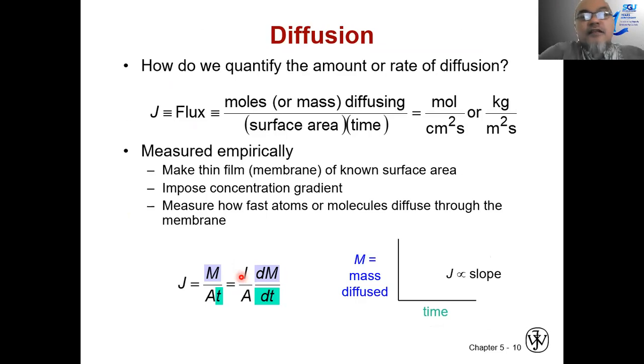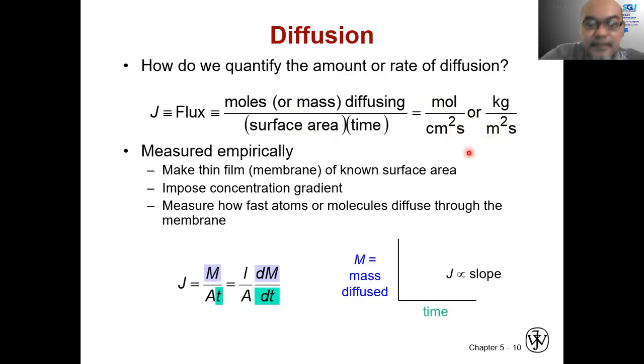So how do we quantify the amount or rate of diffusion? It is quantified using this formula. J is defined as flux, defined as the moles, or instead we can use mass, diffusing per surface area per unit time. So if we are using atoms or moles, then we use mole per square centimeter per second, or if it is mass, kilogram per square meter per second.